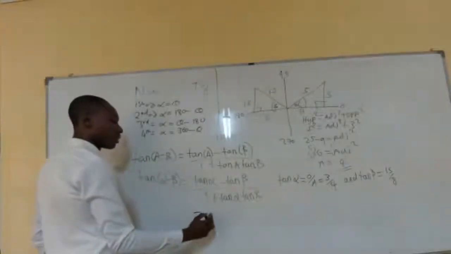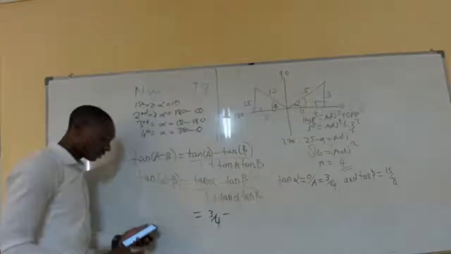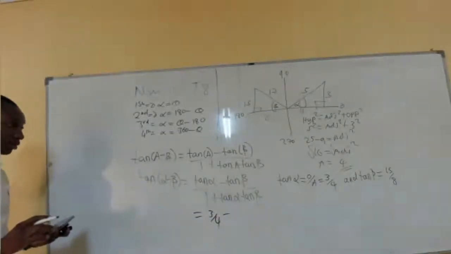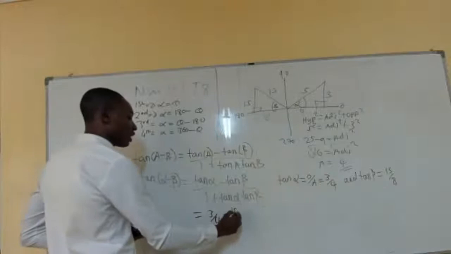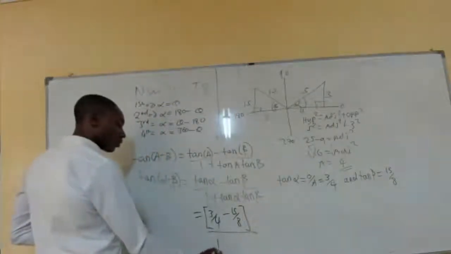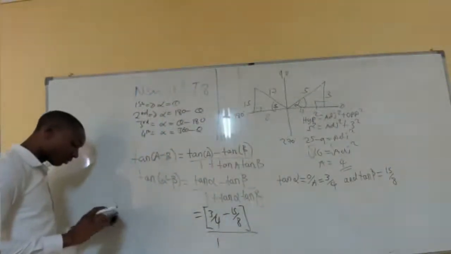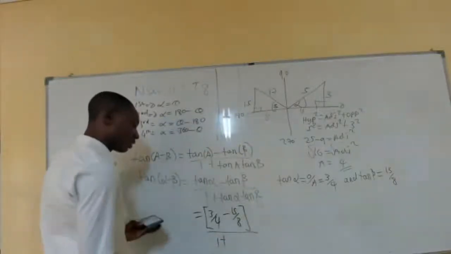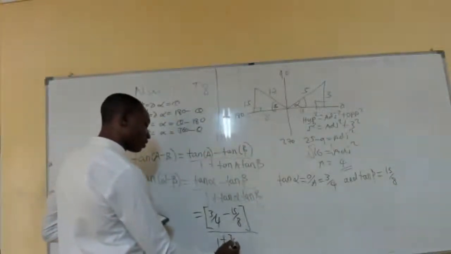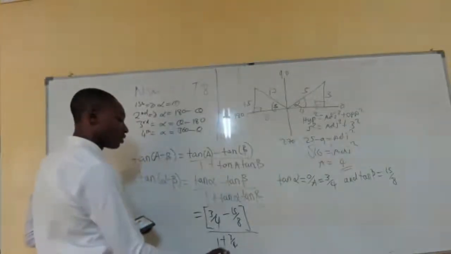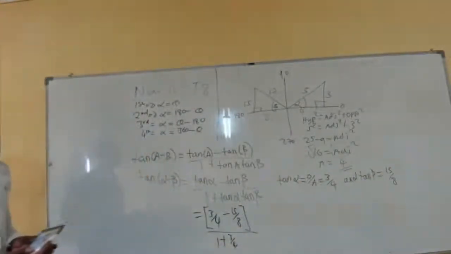We've been given tan alpha as 3 over 4, minus tan beta, which is 15 over 8, over 1 plus tan alpha, which is 3 over 4, times tan beta, which is 15 over 8.